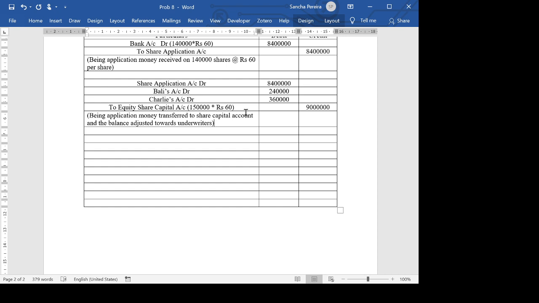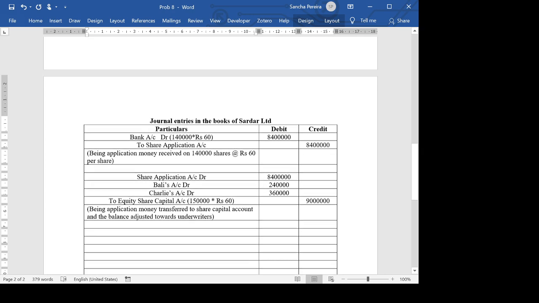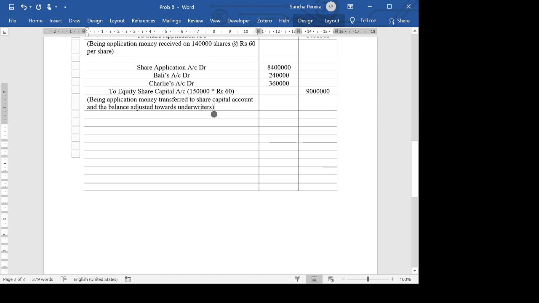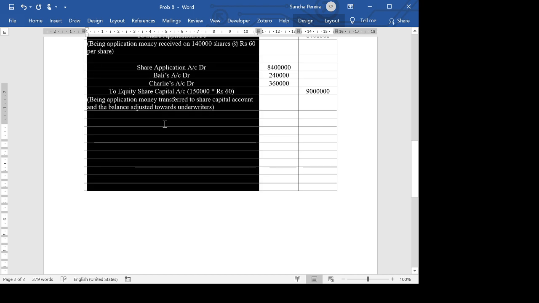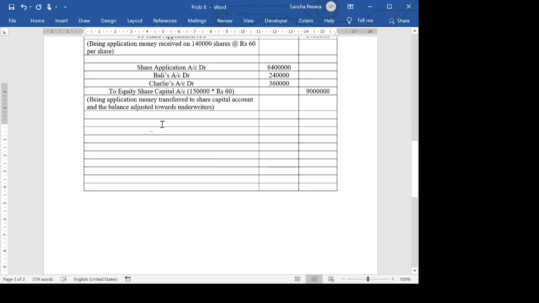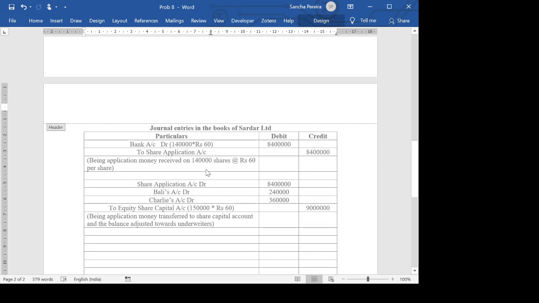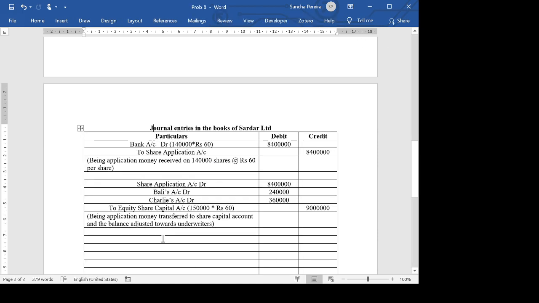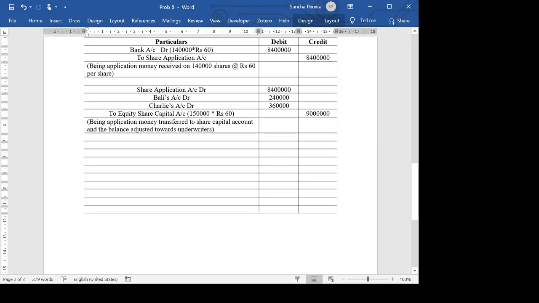Okay, so this is the entries where we show the application stage. Next we record the underwriting commission. Allotment comes later. We finish those first five entries and then we show the allotment. So the next thing that we have is recording the underwriting commission. Since we are in the books of the company, underwriting commission is an expense to the company.